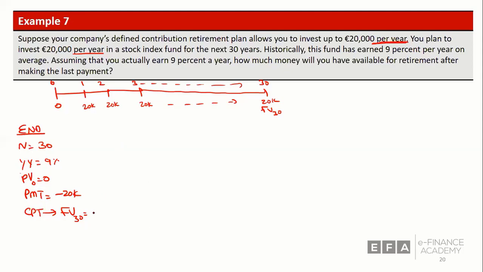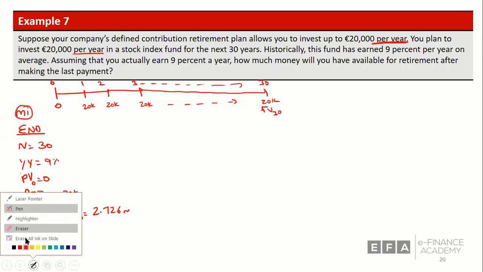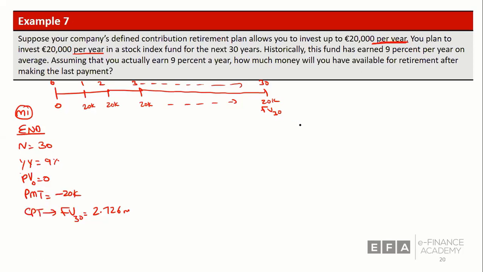And the answer is it should be 2.726 million. So this is method 1. If we do method 2 using cash flows, very quickly, I'll just write this down for you and then you can practice it. You can pause and practice.